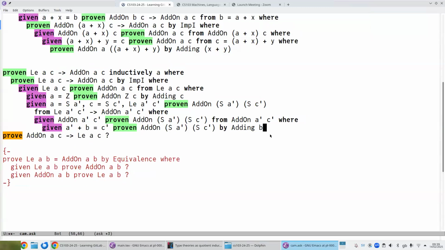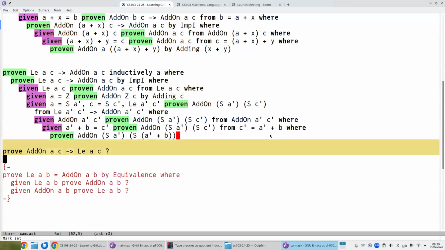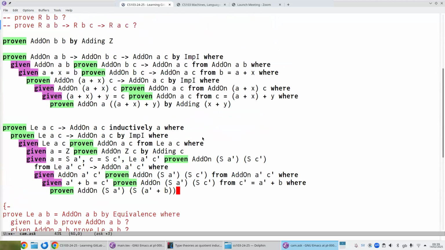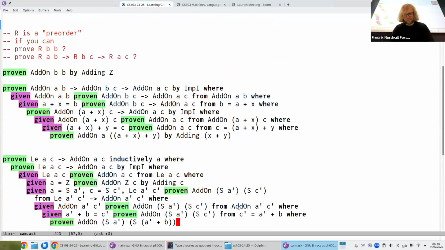Hello, I just wanted to ask, does the add-on function add to the first successor? Let's say like prove add-on successor A dash, so something added on to successor A dash equals successor C dash. Yeah, let's go. Right, so first of all, I'm afraid, Connor, that did not work.